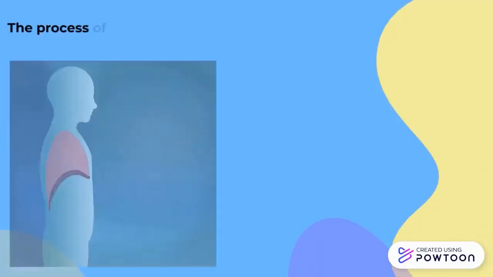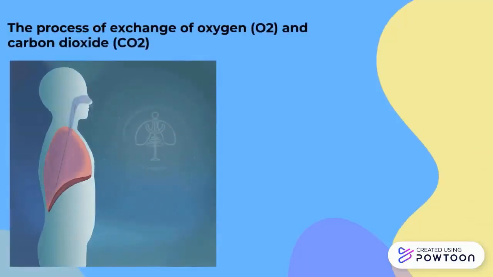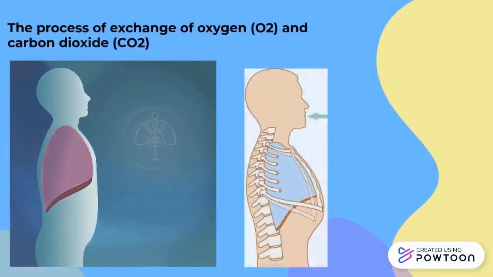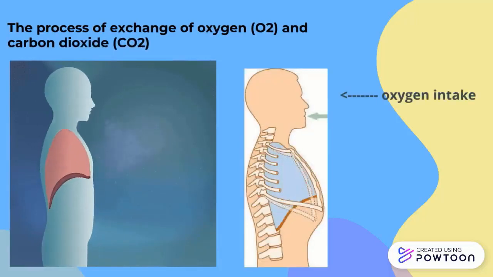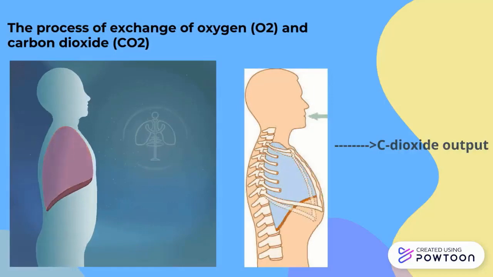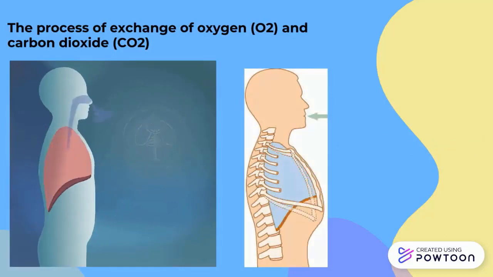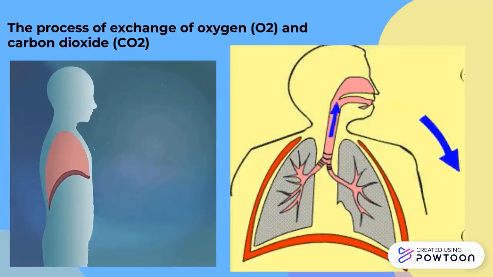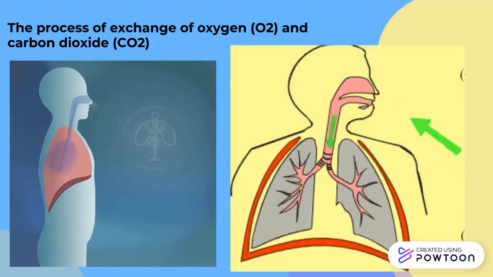Breathing is the process of exchange of oxygen, O2, and carbon dioxide, CO2, between the blood and the atmosphere, and is called external respiration. The process of gas exchange between the blood in the capillaries and the cells of the tissues where those capillaries are located is called internal respiration.